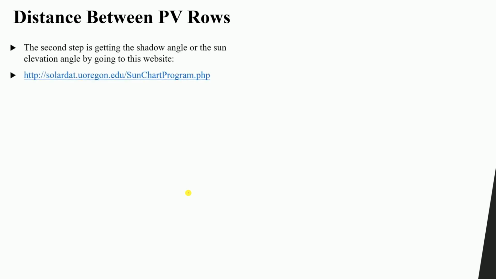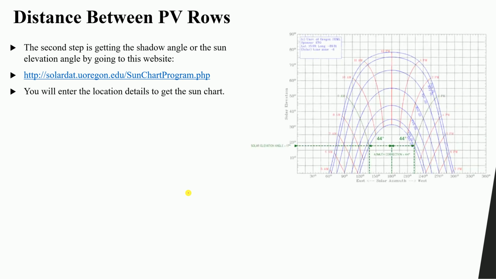Now there is a very important note here: when we go to this website and add our location, such as latitude, longitude, and the time zone, the sun chart we get will be different in two different cases. If you are in the northern hemisphere, it will be something like this. If you are in the southern hemisphere, it will be different.